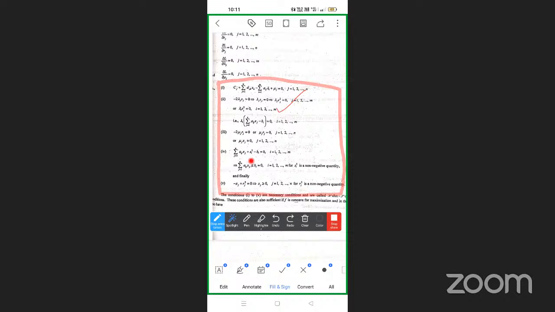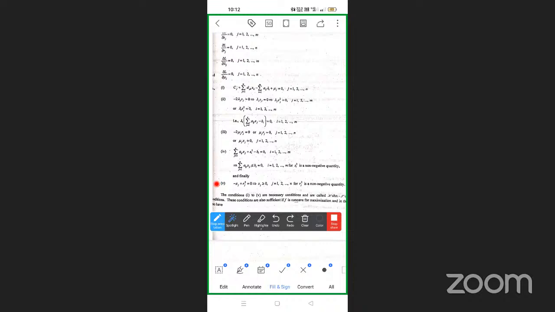Fourth condition: summation j equals 1 to n of aij xj plus si square is equal to bi. And fifth one: xj minus rj square is equal to 0, that implies xj greater than or equal to 0. So these are the five conditions, the KT conditions, Kuhn-Tucker conditions. This is important for a 4 marks question: write down the KT conditions. So we can write these five conditions.